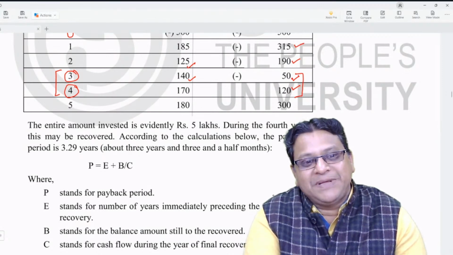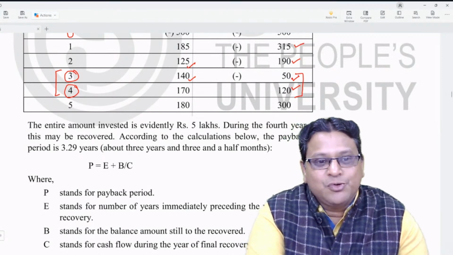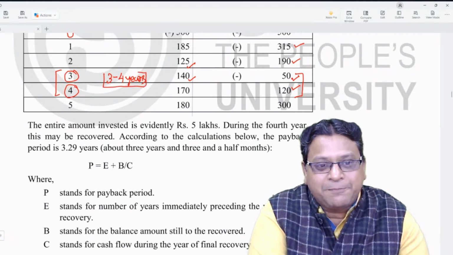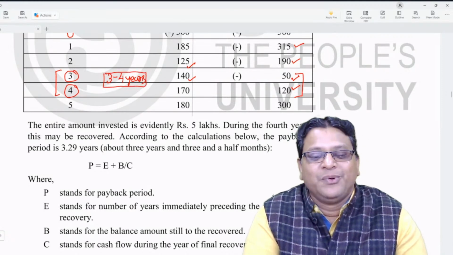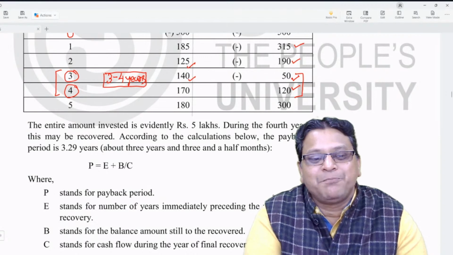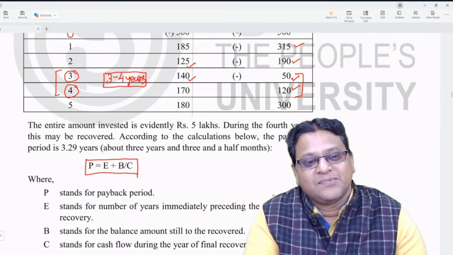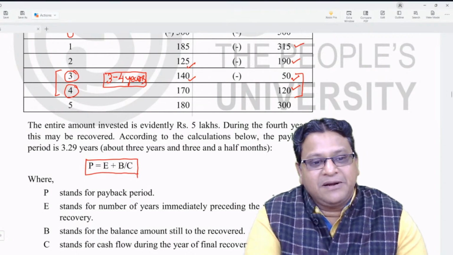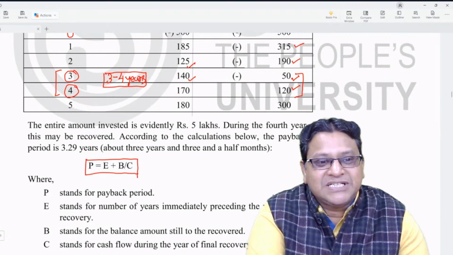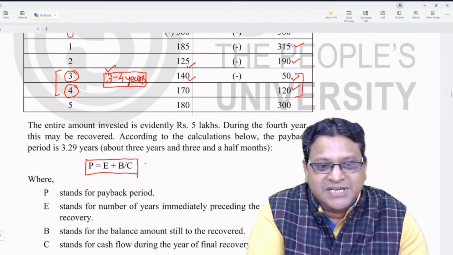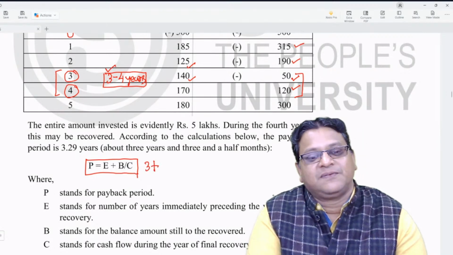So your payback period is between 3 to 4 years. But how much is the exact payback period? How will we calculate it? We will calculate it with the help of a simple formula. The formula is P is equal to E plus B by C. What is P? Payback period is equal to E. E means minimum. Minimum, what is 3 to 4 years? That means 3 years plus.